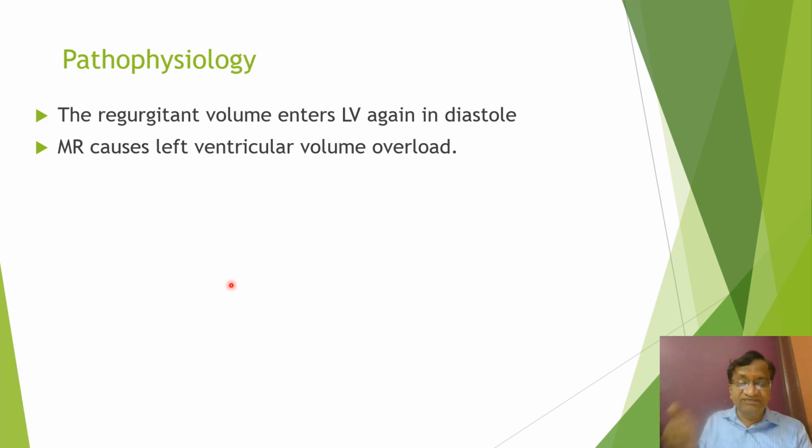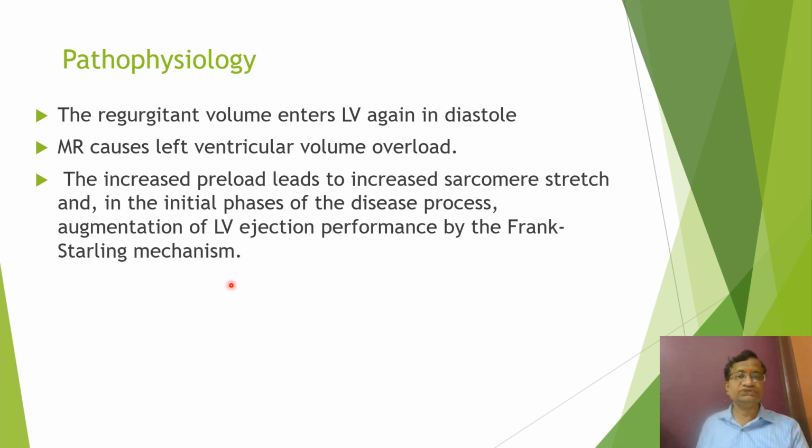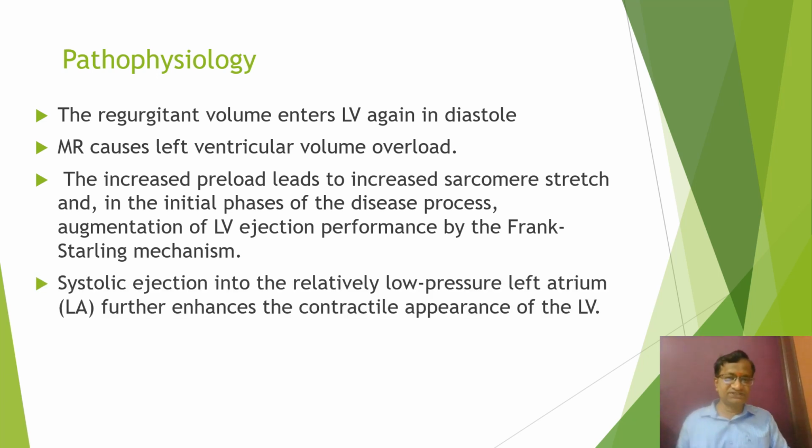MR causes LV volume overload. The increased preload leads to increased sarcomere stretch, and the LV contracts well because of the catapult theory, the Frank Starling mechanism. As you pull the catapult and leave it, the arrow will go much farther. So that is what is called the Frank Starling. The sarcomere length is stretched. The LV gets more blood, so again, it will contract better. And this is what happens.